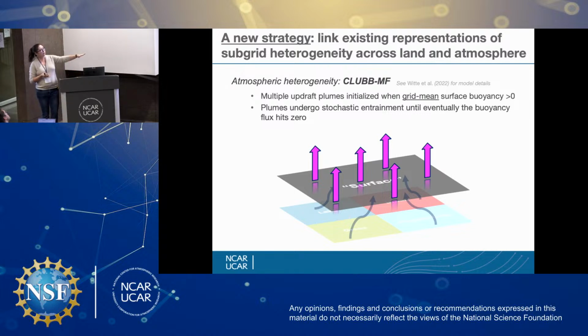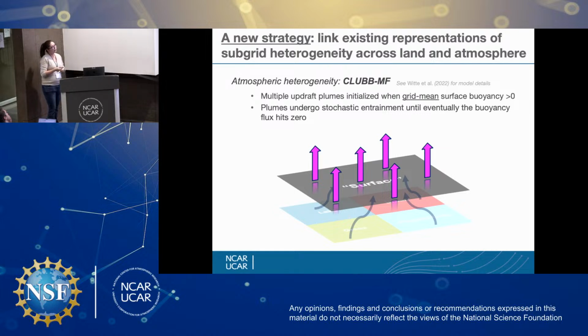They're initialized from the surface, which in this case is homogeneous, whenever the grid mean buoyancy flux becomes positive. So if you can imagine in the morning, the surface is heating up, say around 7 a.m., the surface in a grid cell mean sense gains a positive buoyancy. That means however many plumes you can initialize, say 10, are going to be initialized all at the same time, and they'll shut off all at the same time at night. The plumes undergo stochastic entrainment, so there is some heterogeneity within the plumes. Some can grow higher, some can grow smaller. And eventually the buoyancy flux hits zero, and the plumes stop growing.